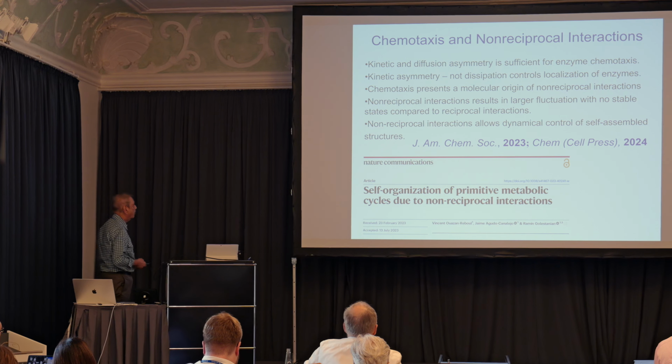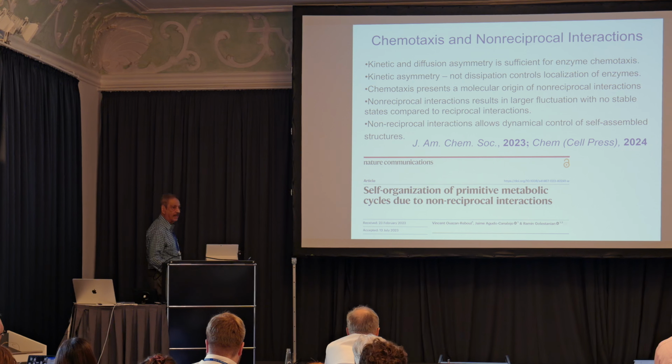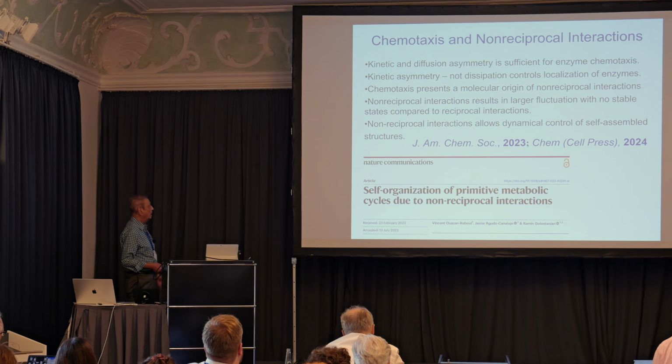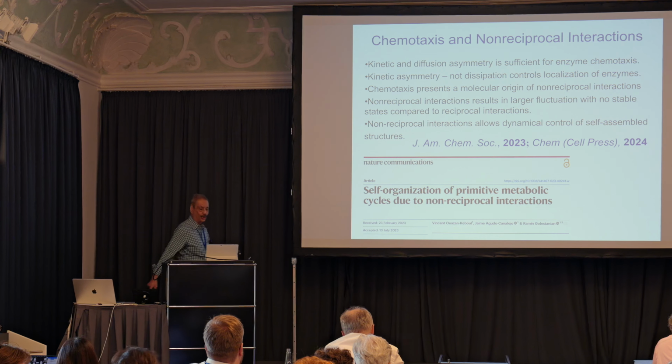So kinetic and diffusion asymmetry is sufficient for enzyme chemotaxis. And it is also the root of non-reciprocal interactions, which can have large fluctuations, and it allows dynamic control over self-assembled structures.